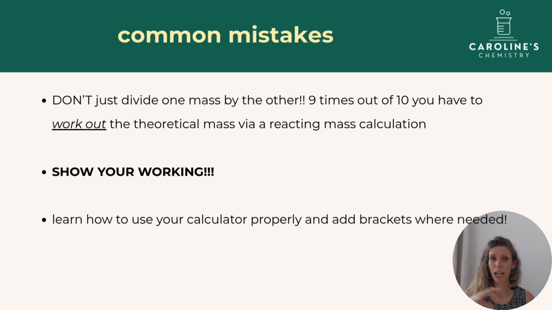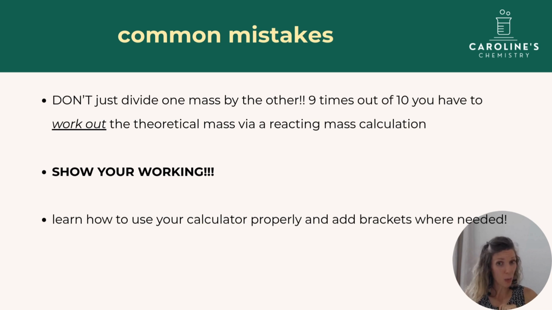If the question is just calculate the percentage yield when you have 20 grams made of A being made from 50 grams of B, then you need to not just do one mass divided by the other mass because you usually have to work out, remember, that theoretical mass that you could have made. So you will get the actual mass of the product made, and then you'll get the mass of, say, one of the reactants. So you do the reacting mass calculation to work out the mass of product that you should have got, your theoretical amount.